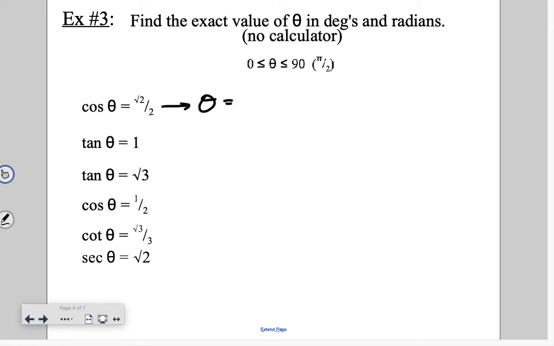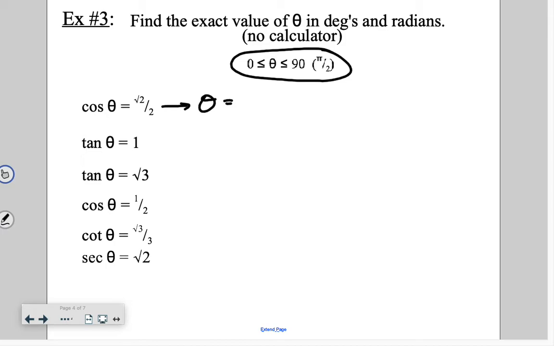All right, so if you notice in this example, I'm asking you to find the exact value of theta, both in degrees and radians, of each one of these different problems. Cosine of theta, tangent of theta, we'll talk about that in a second. Notice, by the way, I did give you a quadrant to look in. We're going to only look at the answers that are in the first quadrant. We're not going to worry about other answers, and I'll talk about that as we start doing it. It'll make some more sense.